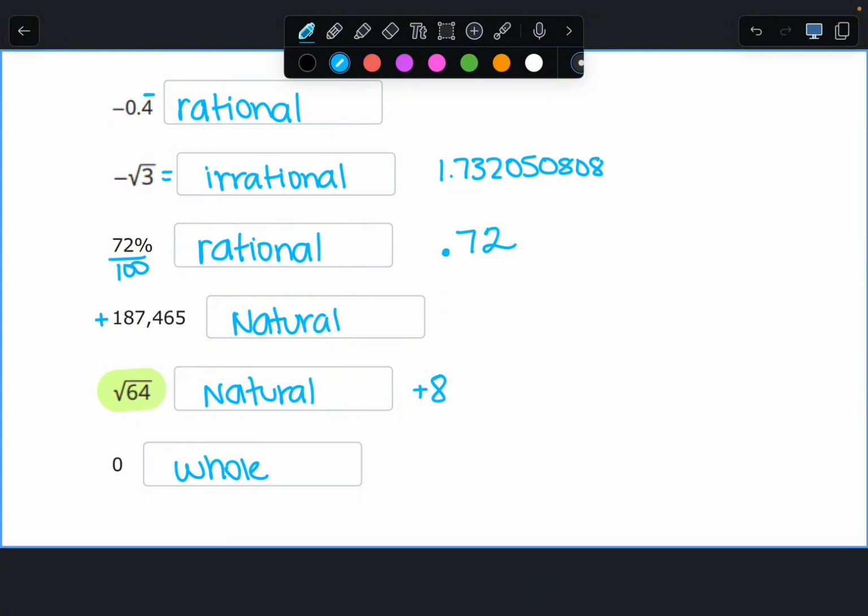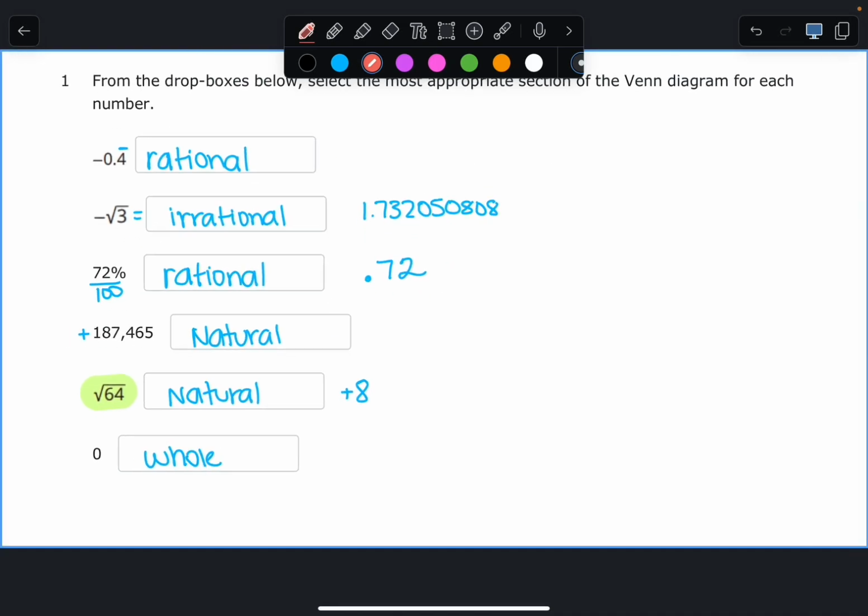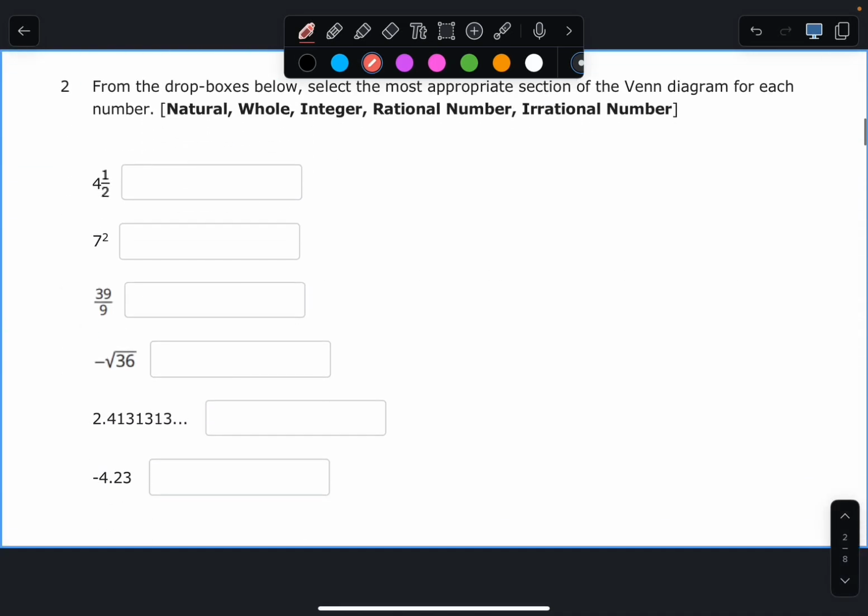Anything I skip, that's what you're going to do on your own. Okay? Number 2. This one, in DMAC, it would have drop boxes, but I put those categories right there. 4.5. It's not in decimal form, so what is 4.5 in decimal form? 4.5 is just a regular decimal number, making it what? May you please repeat that? 4.5. It's just a regular decimal. Rational.